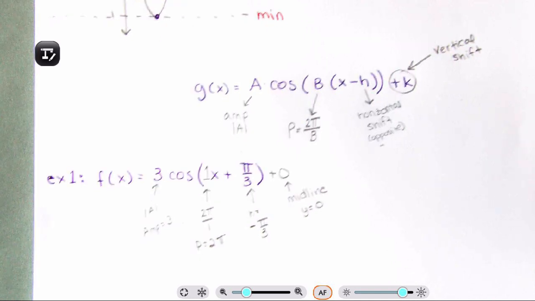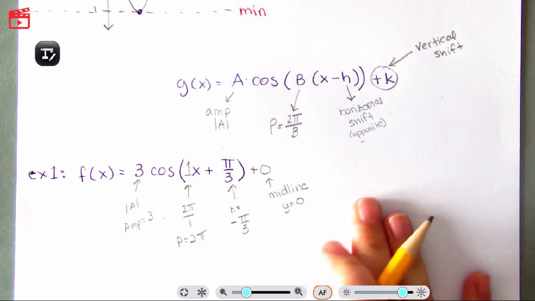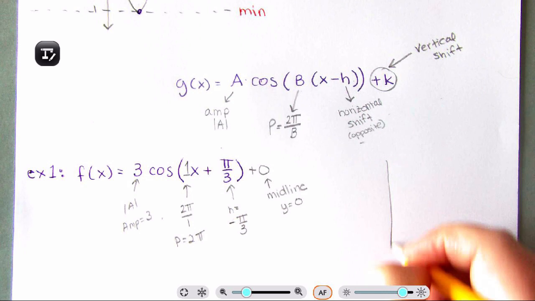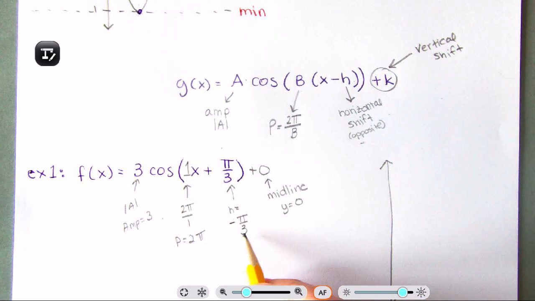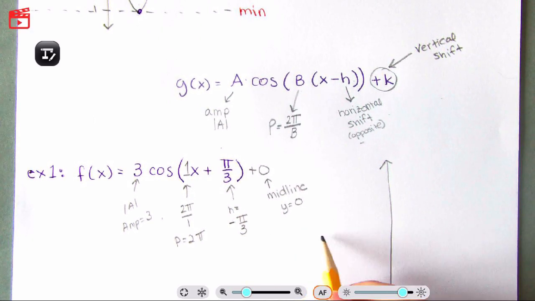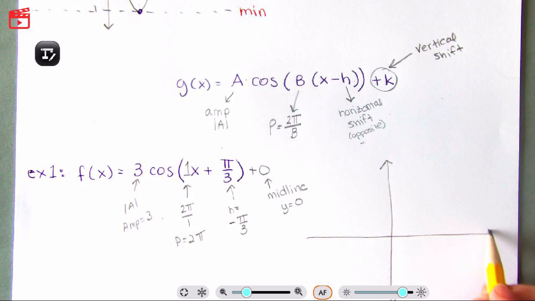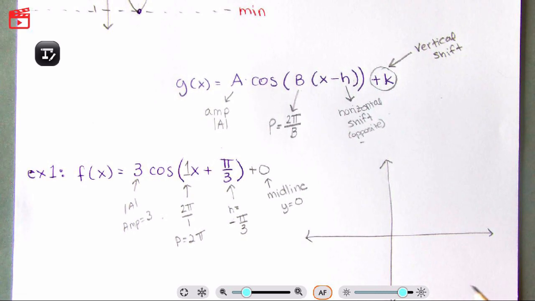Now that you have everything, let's go ahead and sketch this out. I have a little bit more room on this side. Since I am going to the left pi thirds, I learned from my mistake in our previous video, so I'm going to make enough room on both sides so I don't have to move my y-axis. Okay, so step number 1 is identify your midline.